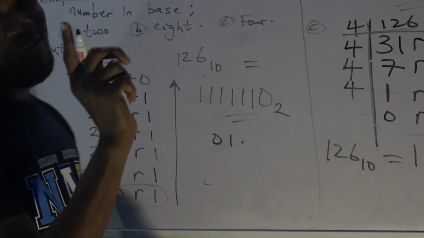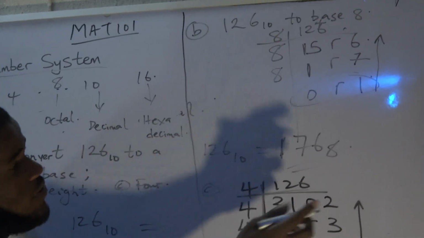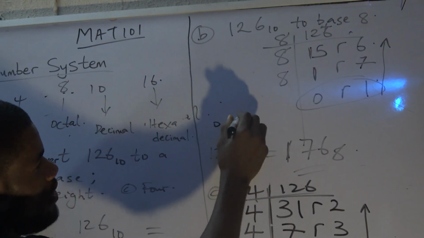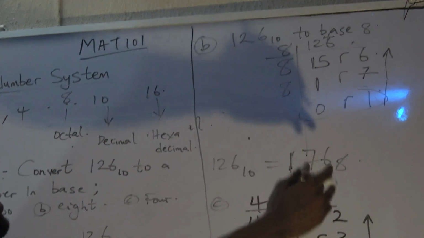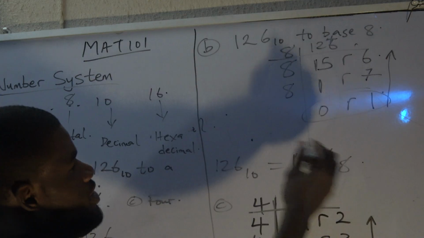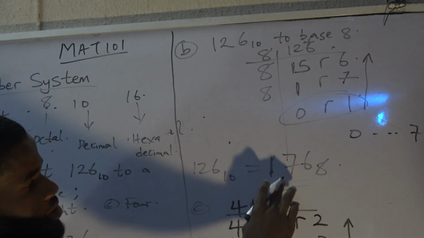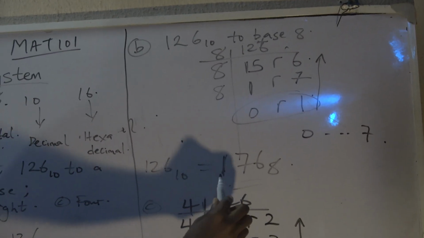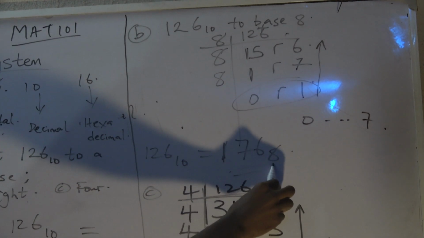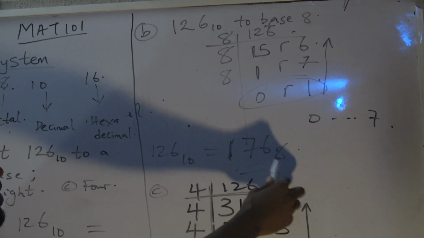Now in base 3, the range of values you can find is 0, 1 and 2. 3 cannot be in base 3. Now in this base 8, the range of values you can find is from 0 to 7. 8 cannot be in the base. You look at our answer here, 176 base 8. You can't have 186 base 8. It's very wrong. You know that answer is very wrong.